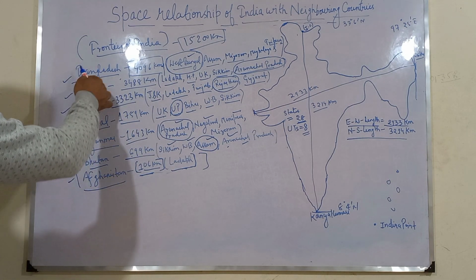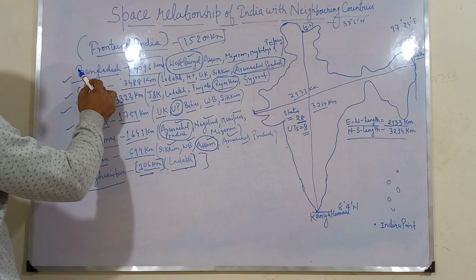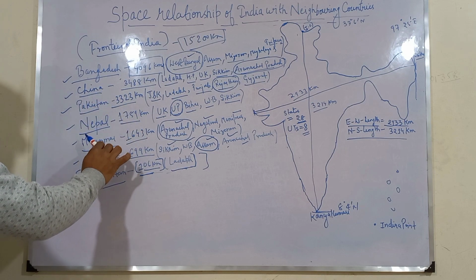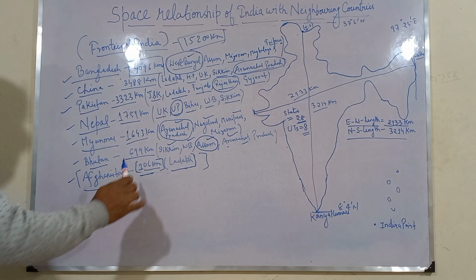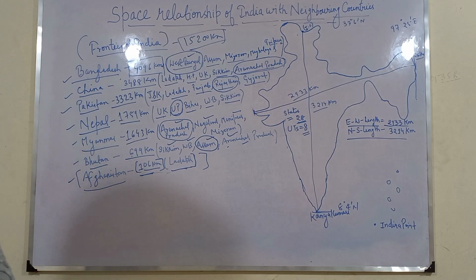Also do remember this order is in descending order. The maximum boundary is with Bangladesh, then China, then Pakistan, then Nepal, Myanmar, Bhutan, and Afghanistan. If you have noted it down, we'll move to our next topic.